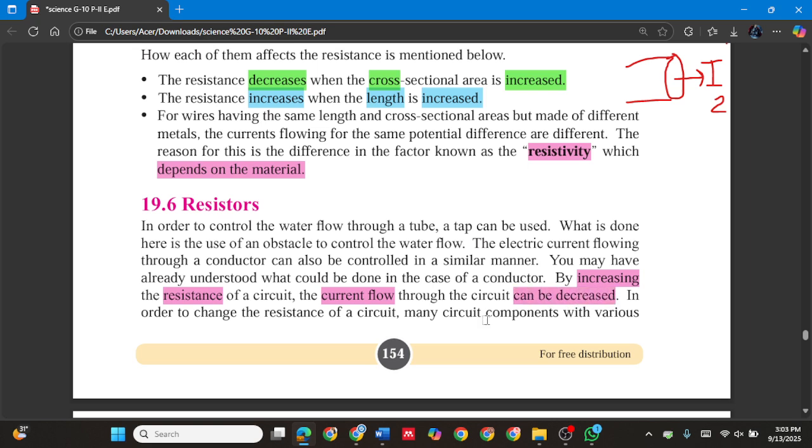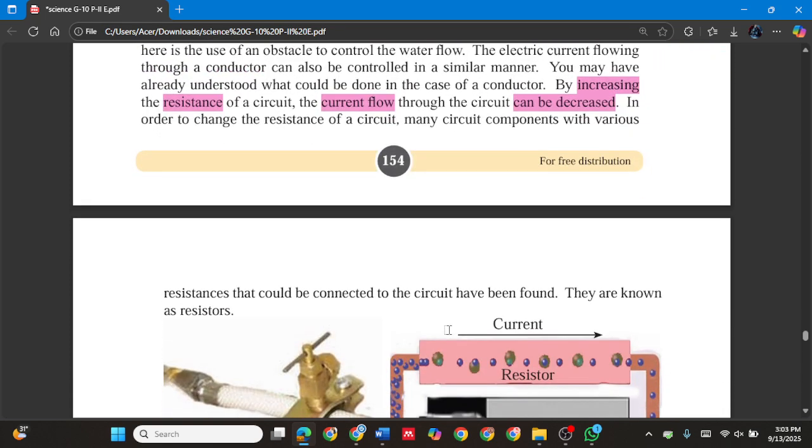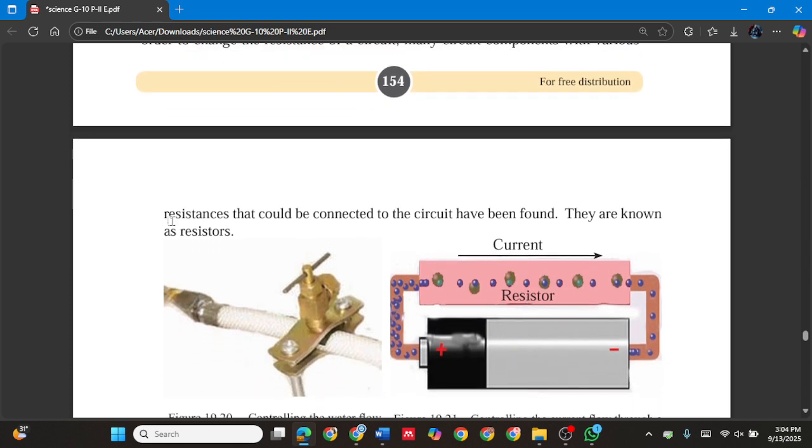In order to change the resistance of a circuit, many circuit components with various resistances that could be connected to the circuit have been found. They are known as what? Resistors.